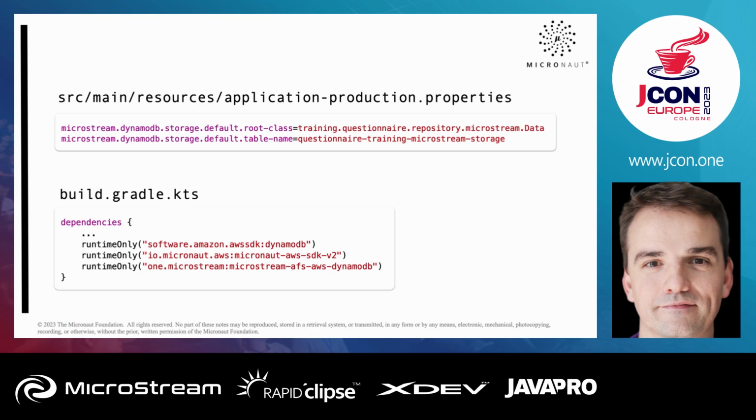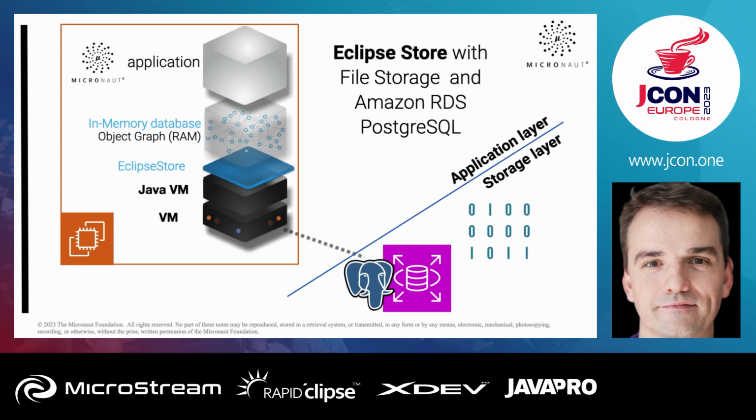You're going to have to add the MicroStream DynamoDB dependency, and then you have to add the DynamoDB dependency, of course, instead of the S3. They're, again, all runtime only. We don't use them in our production code, only to save in combination with MicroStream. And then the other important thing is we have to specify the name of the DynamoDB table to save. That's up there in the application production properties. So you specify both the root class and the table name where you want to save. So really easy, nothing complicated.